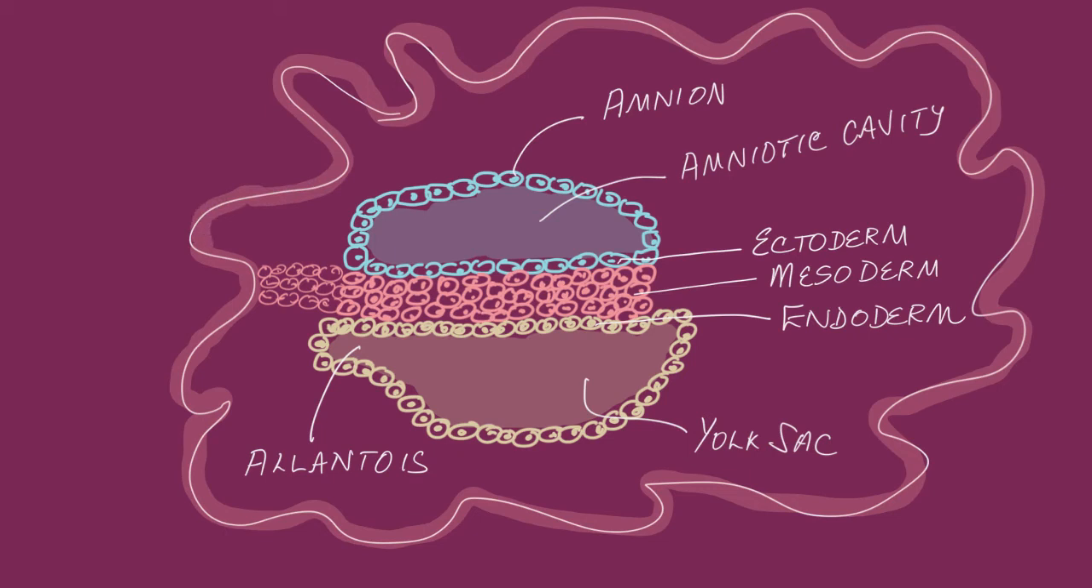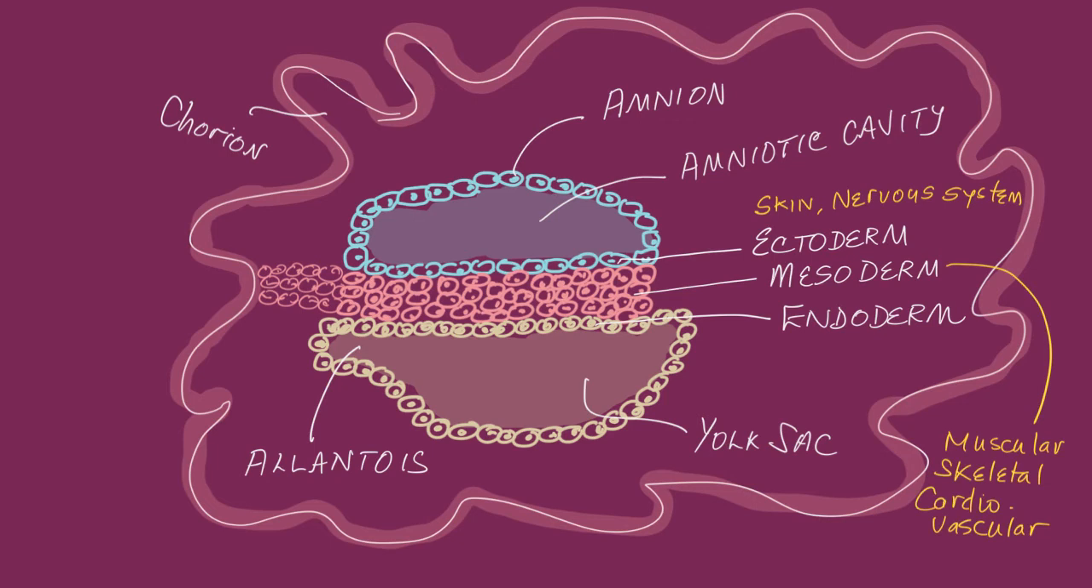Now let's take a look at the fate of the three germ layers: ectoderm, mesoderm, and endoderm. The ectoderm becomes the skin and the nervous system. So the nervous system actually develops from the skin cells. The mesoderm becomes the muscular system, the cardiovascular system, and the skeletal system. The endoderm lines the digestive and respiratory tracts.